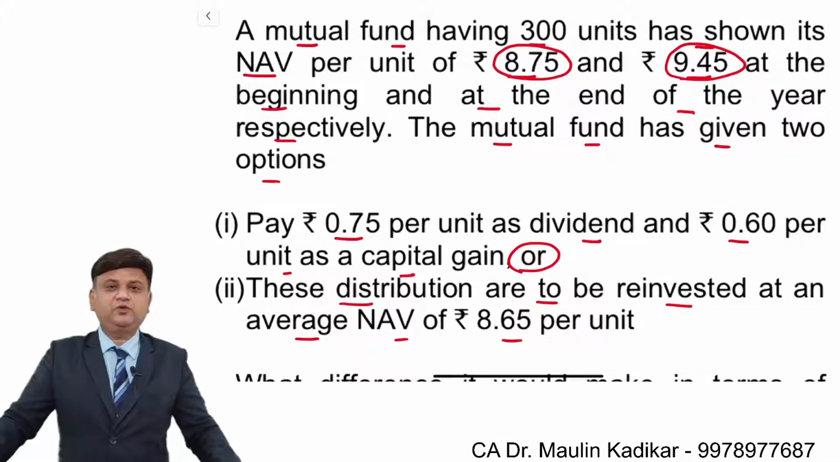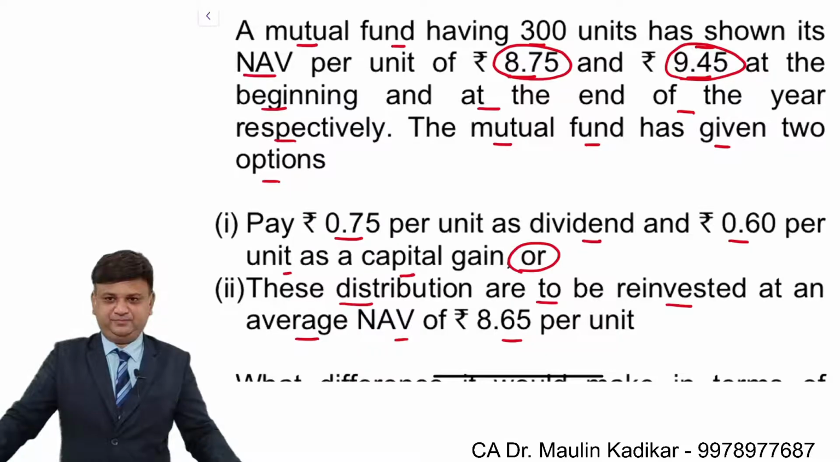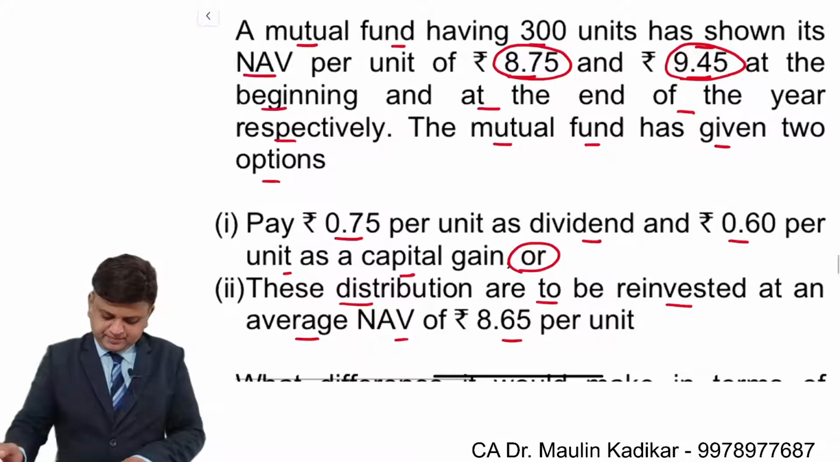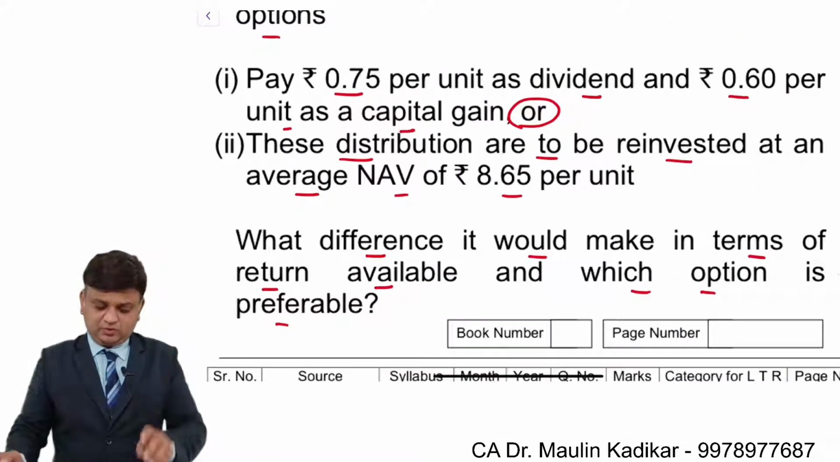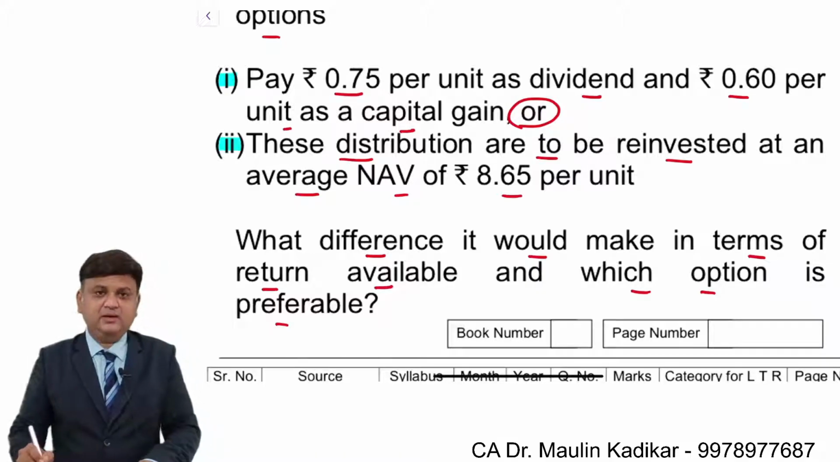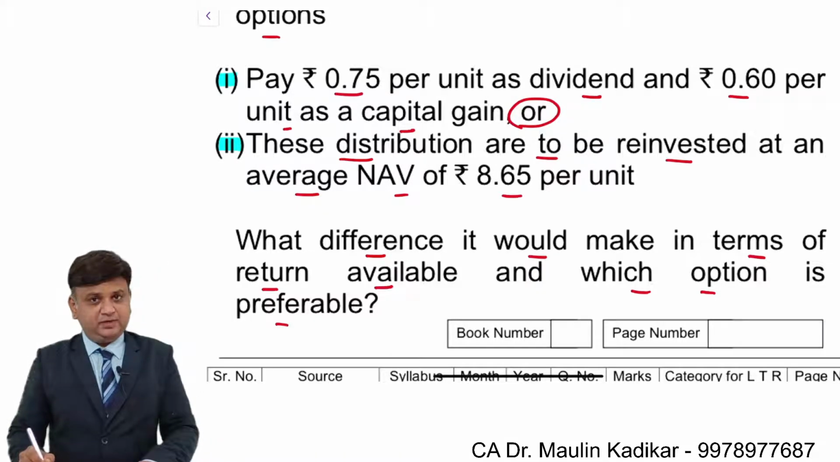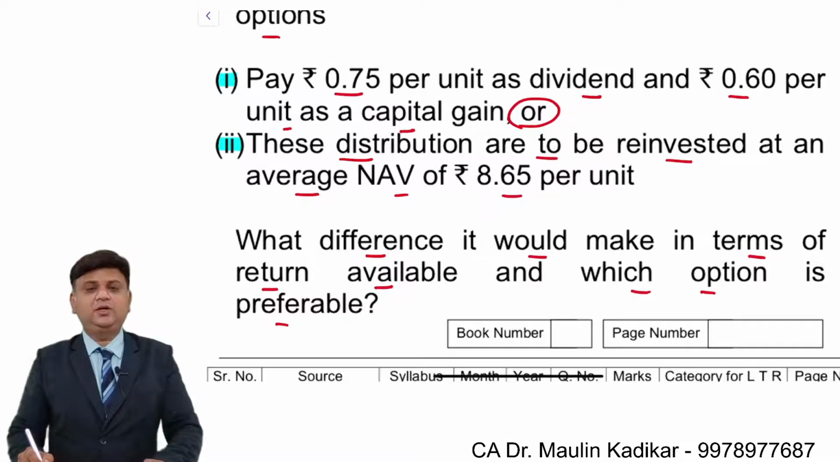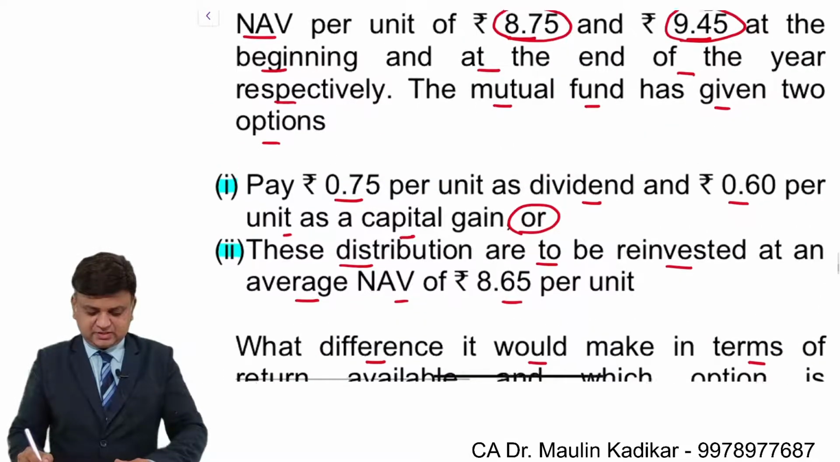I request all of you to go through the question and then we are going to discuss the answer. So over here it is a very simple question wherein two questions are provided to us. The first question is that if at all the payment is made, then what is the return? And in the second case, if at all this amount is reinvested at the average NAV that they have provided, what is the return? So let us understand how to make the calculation.